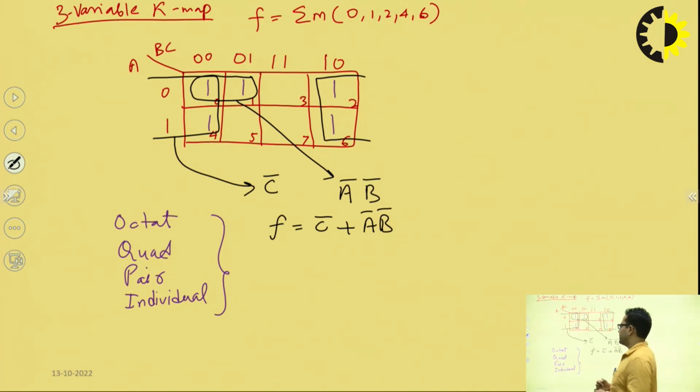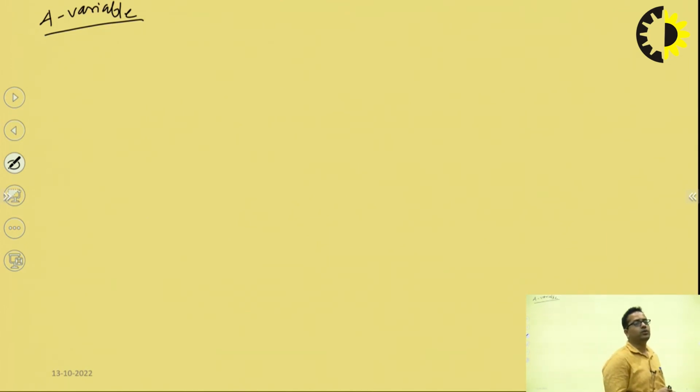Now let's move to the 4 variable K map, and see how we can fill its cells. In the case of 4 variables, obviously that will give me a combination of 16, so I will have 16 cells. I can manage them in a 4 cross 4, that means there will be 4 rows as well as 4 columns. So let us try to visualize how we are going to fill the cells of a 4 variable K map.